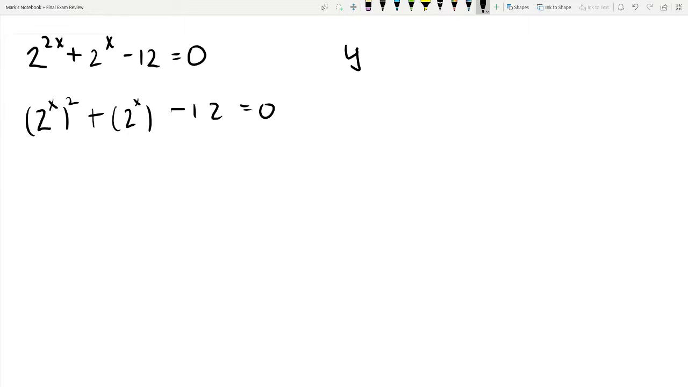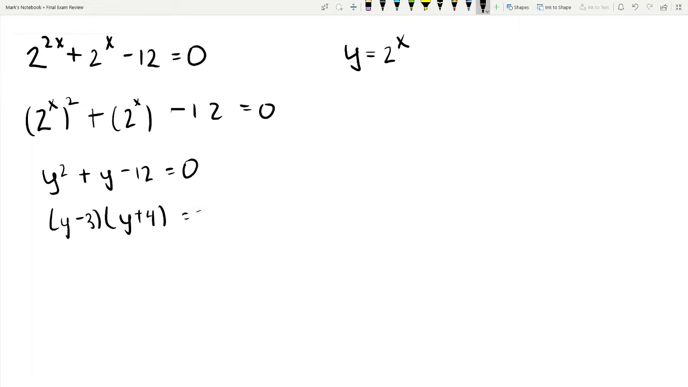Now, I'm just going to make a simple substitution here. Let's introduce y into our equation, but that's just going to be y is equal to 2 to the x. So if I plug in y for every 2 to the x that we have, we're just going to get y squared plus y minus 12 is equal to 0. And this is a very simple quadratic equation to solve. Of course, we would get y minus 3 times y plus 4 is equal to 0. So y is equal to 3 and negative 4.